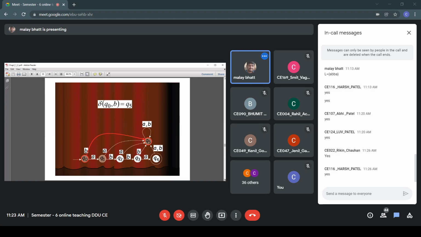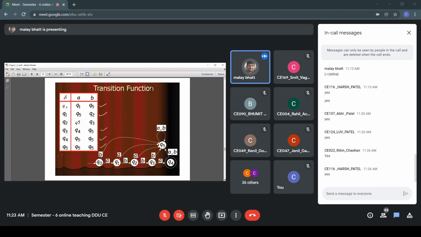Similarly, transition from Q0 on input symbol B will give us Q5. Similarly, from the Q2 state, transition on input B will give us Q3. So this will be the complete transition function with all the states Q0, Q1, Q2, Q3, Q4 and Q5. Right? This is what we have also done in the advanced algorithm, string matching using finite automata.